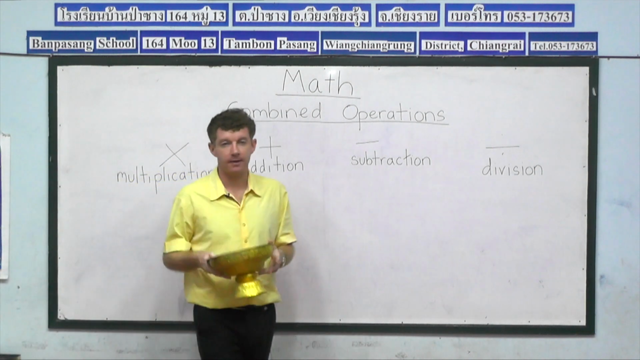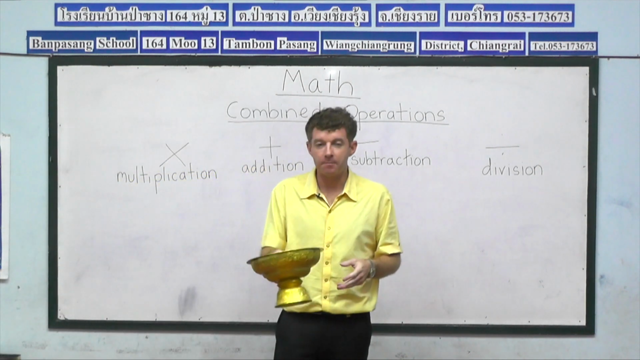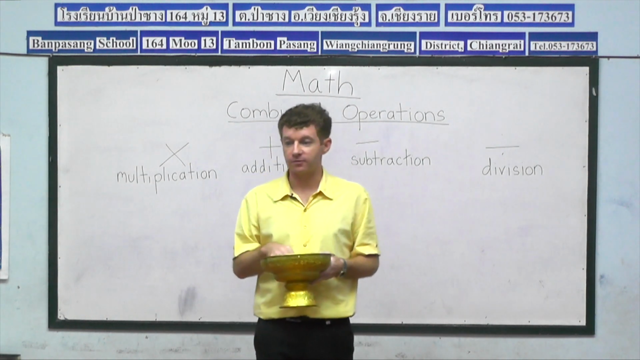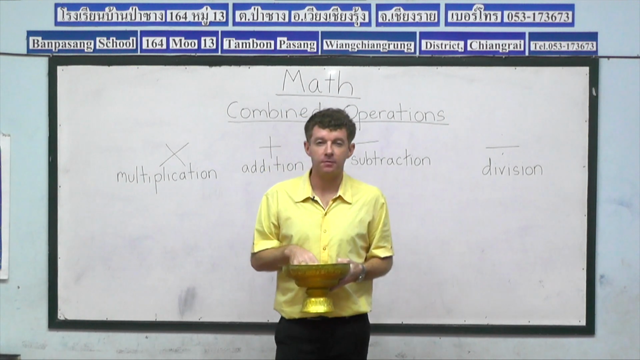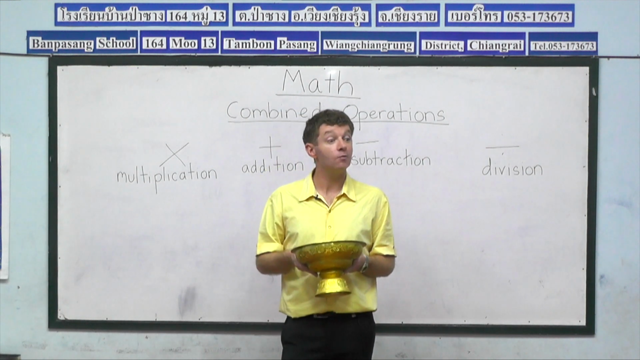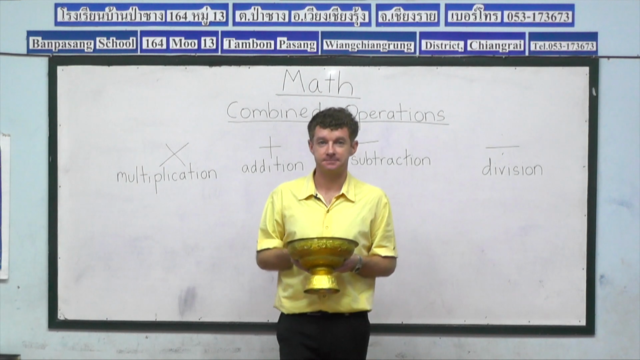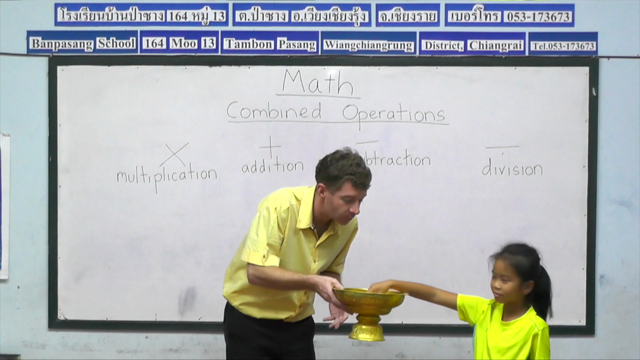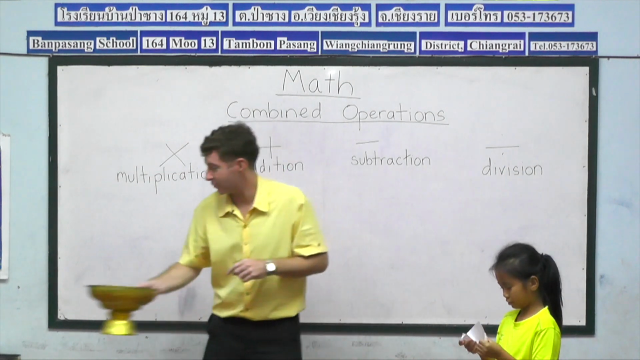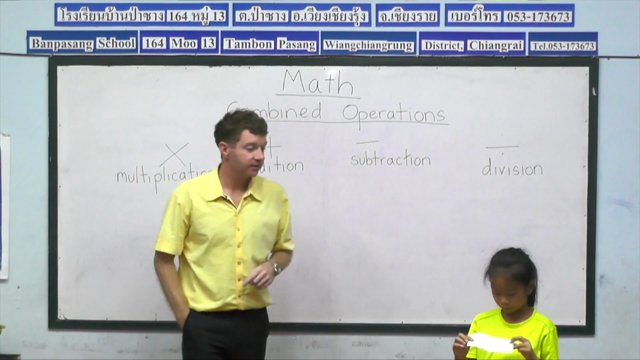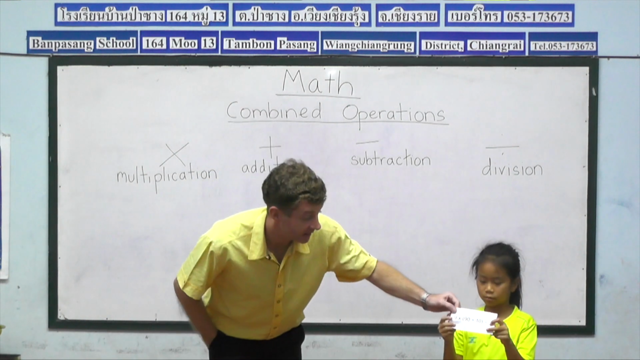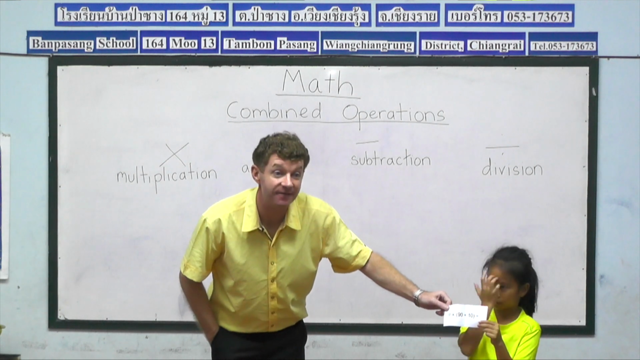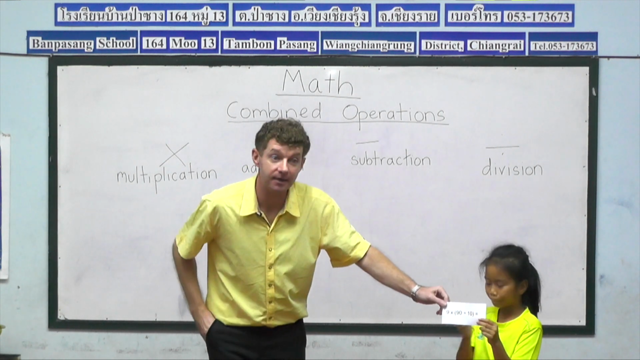I have my tray. I have my combined operations. But all I need now is a student. So first of all, may I ask Prel, can you come forward to join me, please? And can you choose a combined operation? Only one. Can you show your friends? What can we see, guys? 9 times 90 divided by 10 equals.